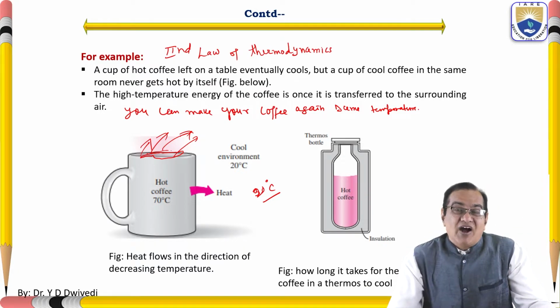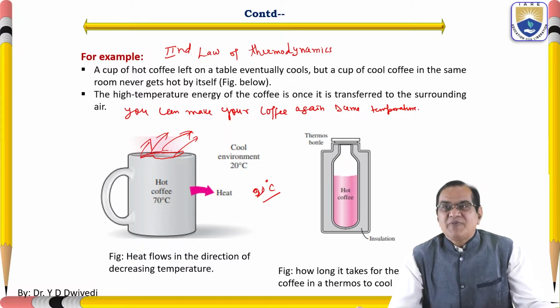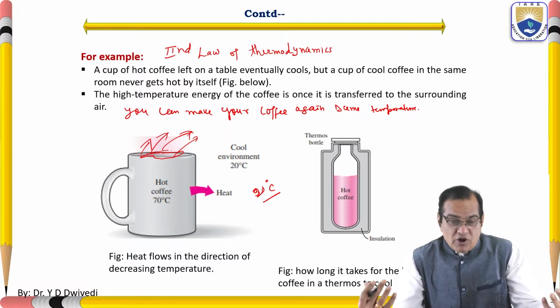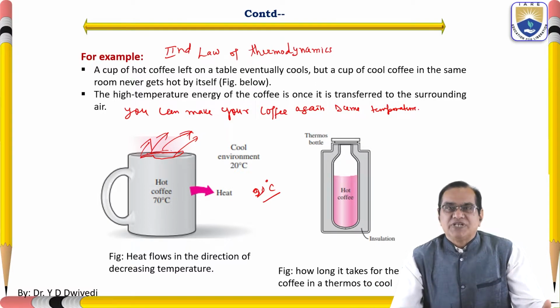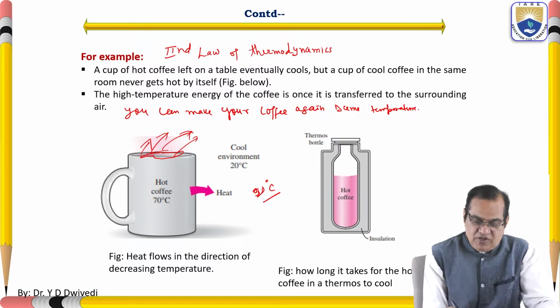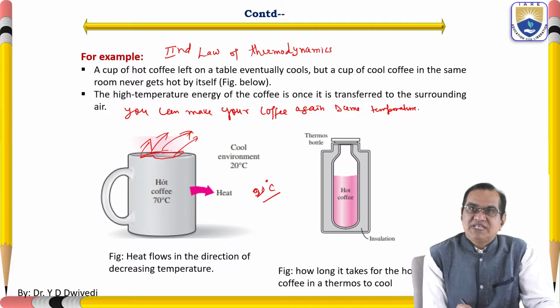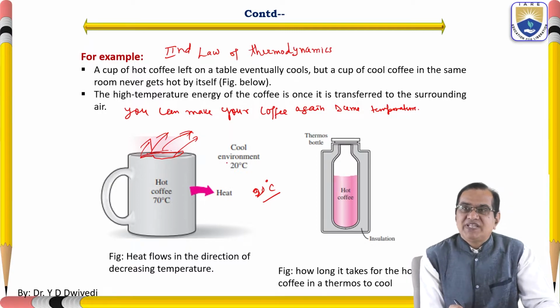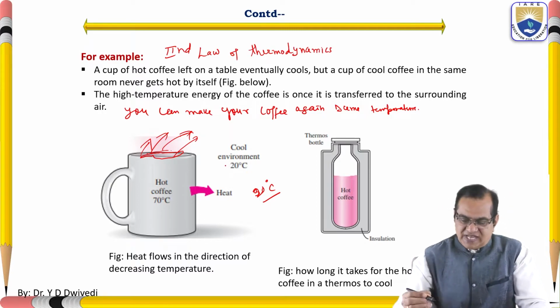So you cannot make it hot. Once it is cooled, it is not possible by itself; you have to make some other arrangement to heat it. So heat flows in the direction of decreasing temperature. Here we have 20, here we have 70, so heat will flow from this direction to this direction.